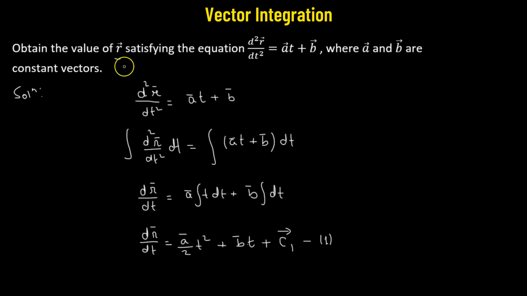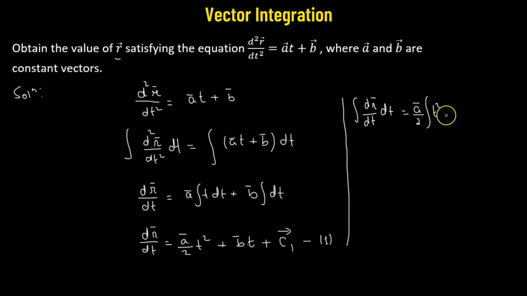But we are asked to find out the value of r. So that means we have the first derivative of r with respect to t. What we'll do, we'll again take the integration on both sides with respect to t. So that means we multiply it by dt. And this will be equal to, so we have a vector over 2, so that's a constant. So this will be multiplied by the integration of t squared dt, plus b vector multiplied by the integration of t dt, plus c1 vector multiplied by the integration of dt.